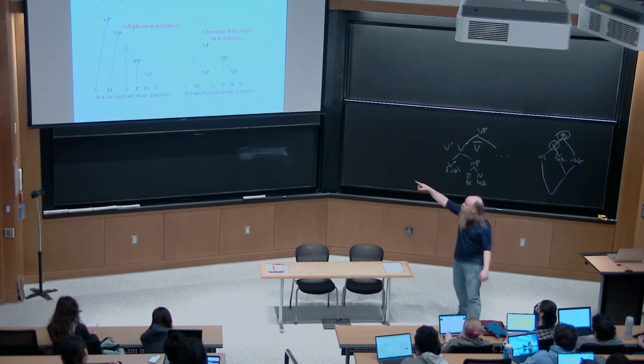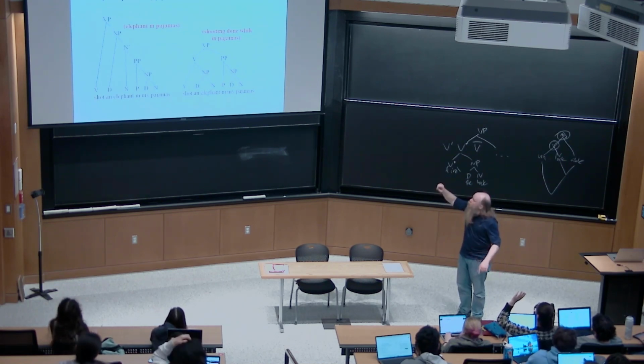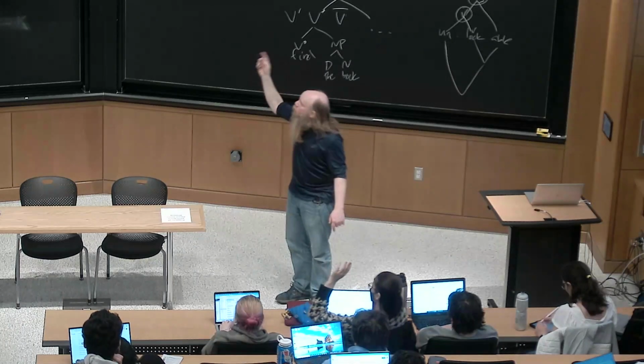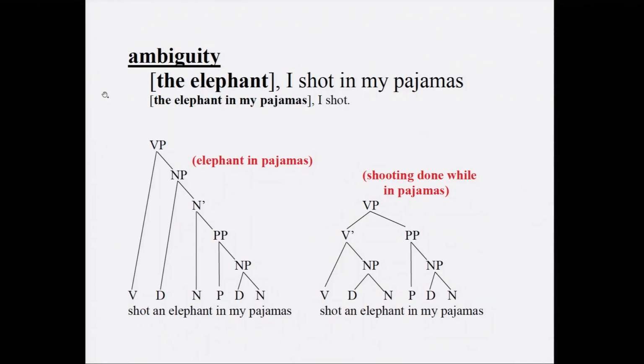How about in the tree on the right? Is there a constituent "an elephant"? Yeah, there's a noun phrase like that. So when we do the topicalization, "the elephant I shot in my pajamas," we should only be able to do the tree on the right and not the tree on the left. That is, it should only have the meaning that the tree on the right has, that I was wearing the pajamas and not the elephant.